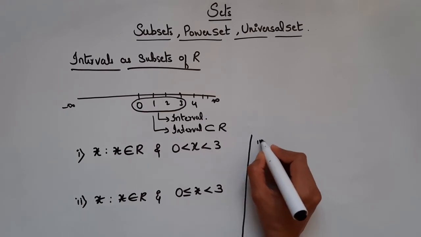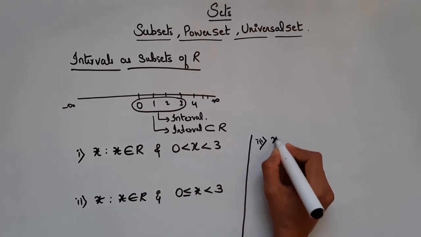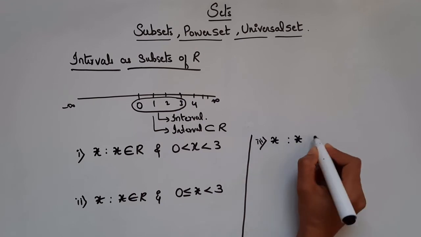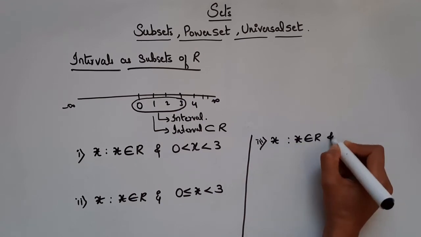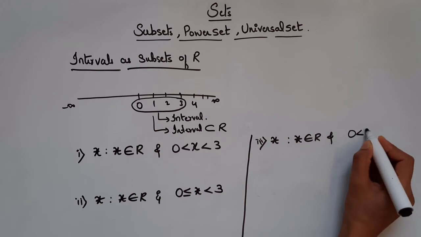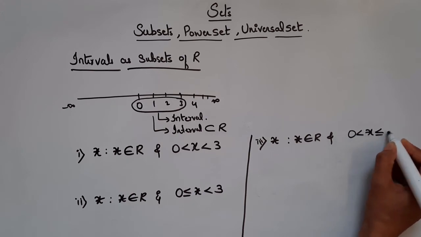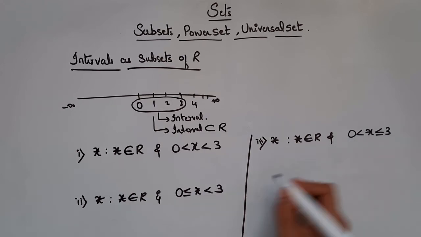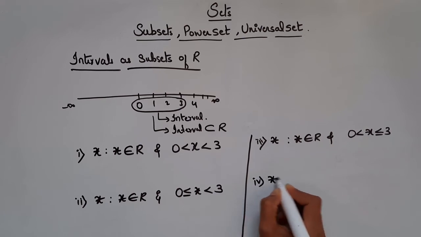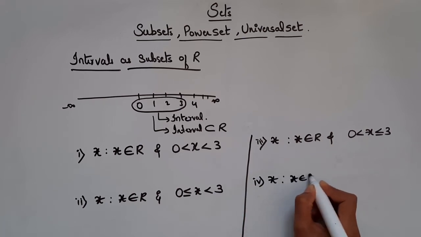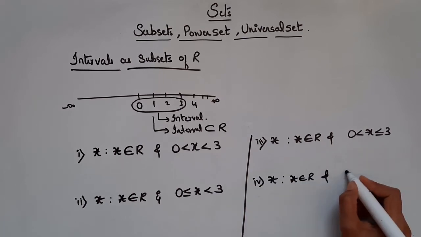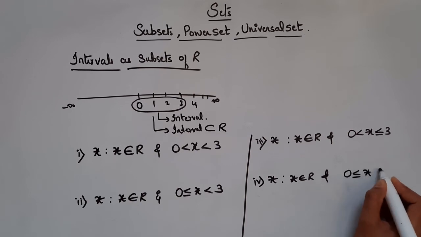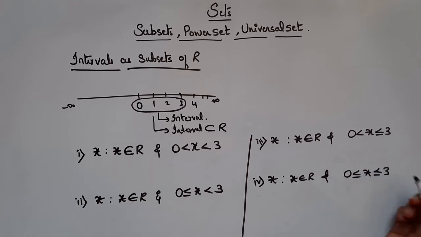This can be another possibility. And one more we have X where X belongs to R and here 0 is not included but 3 is included. And the last case we have X where X belongs to real numbers, and here both 0 and 3 are included. So these 4 possibilities can be possible, right?